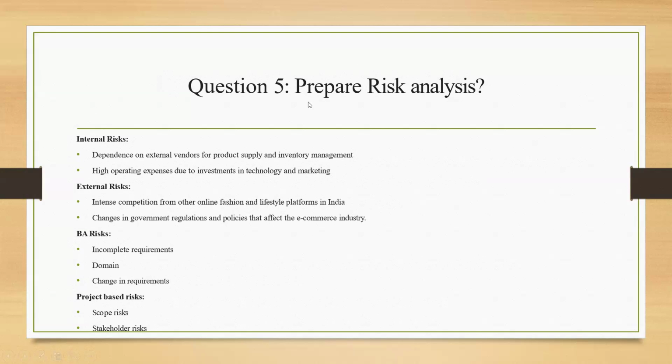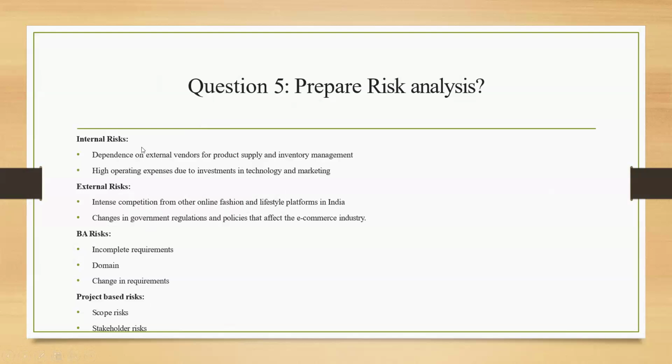So regarding these questions, they asked you to explain what a risk analysis is about, and identify what the internal risks are, what the external risks are, what the BA risks are, and what the project-based risks are. So according to this online fashion store, what is an internal risk? An internal risk is something involved internally within your project, within your organization or your particular project. We have some risk within that, and you need to identify those.